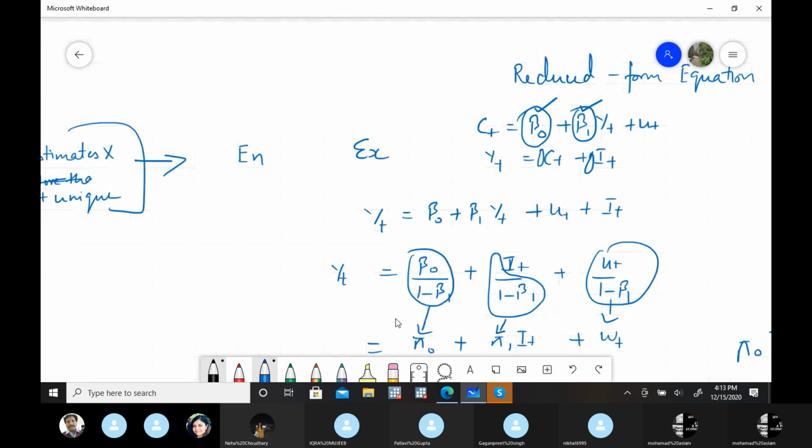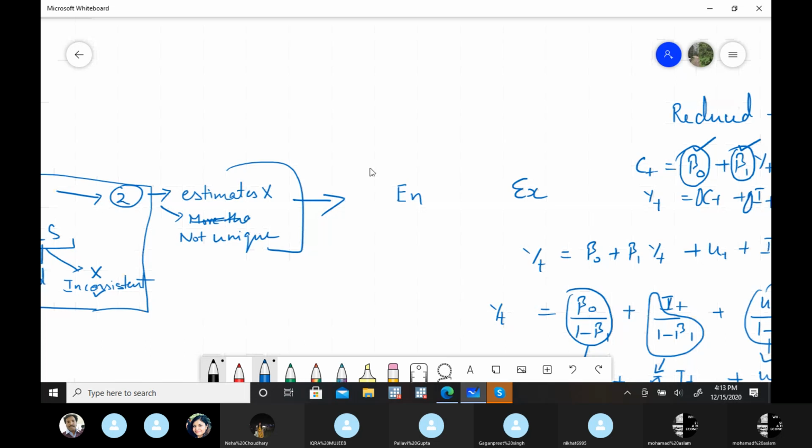In this case, it's a very simple example. You will get these estimates. Now I'll take a few examples where it's not possible. So that will create this second situation. Either estimates are not uniquely identified, meaning unique estimates are not possible, a problem of over identification, or under identified, where an estimate is not possible at all.